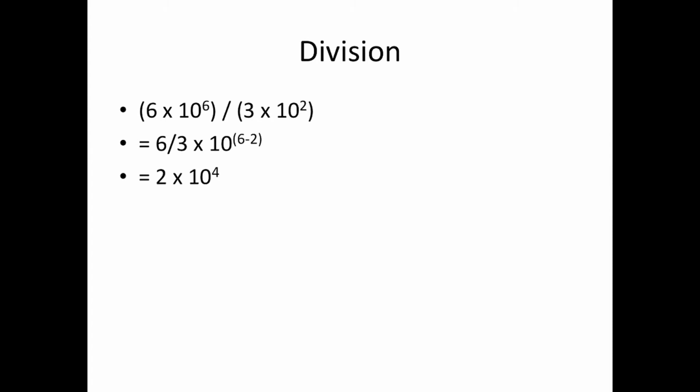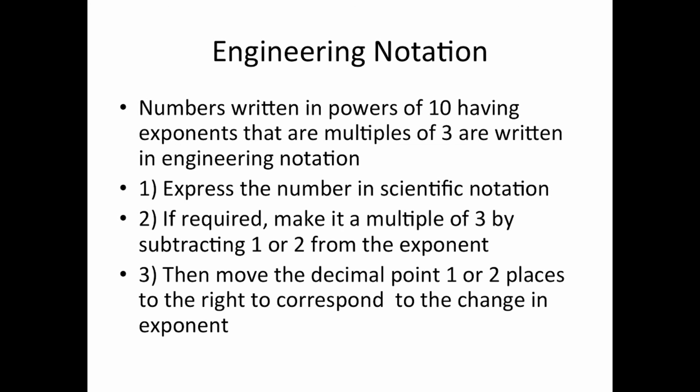Division, you subtract the exponents. So if I had 6 times 10 to the 6th divided by 3 times 10 to the 2nd, I'd take the 6 over 3, which gives me 2, and then times 10 to the 6 minus 2. 6 minus 2 is 4, so 2 times 10 to the 4th.